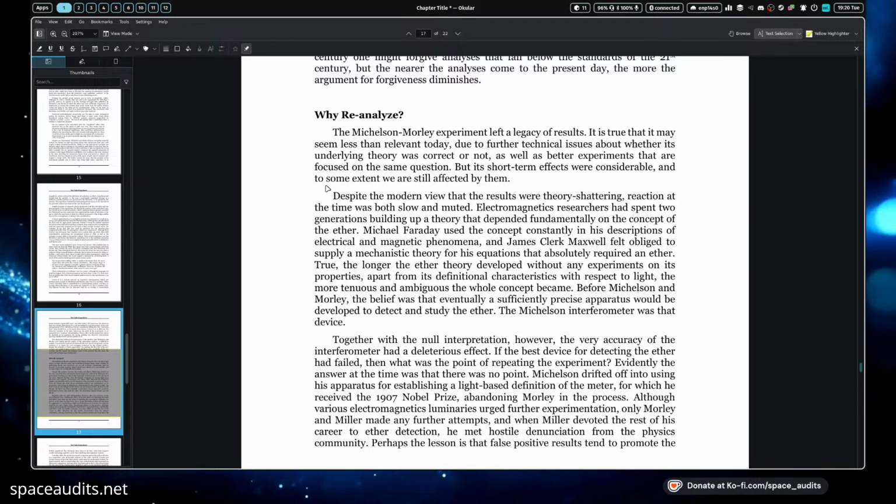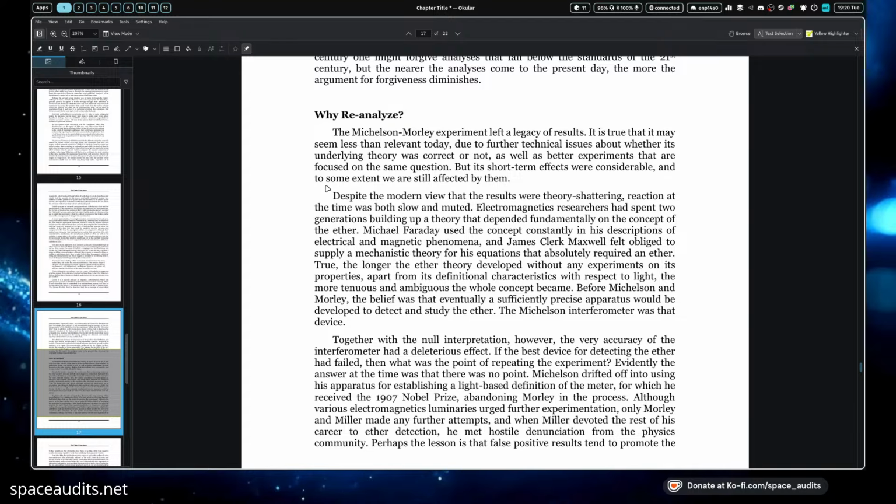Why reanalyze? The Michelson-Morley experiment left a legacy of results. It is true that it may seem less than relevant today due to further technical issues about whether its underlying theory was correct or not, as well as better experiments that are focused on the same question. But its short-term effects were considerable, and to some extent, we are still affected by them. Despite the modern view that the results were theory-shattering, reaction at the time was both slow and muted.